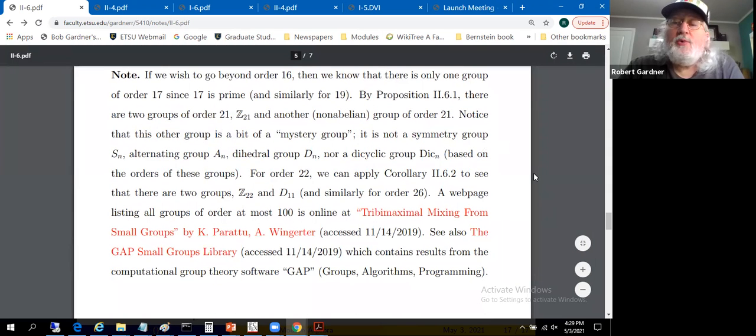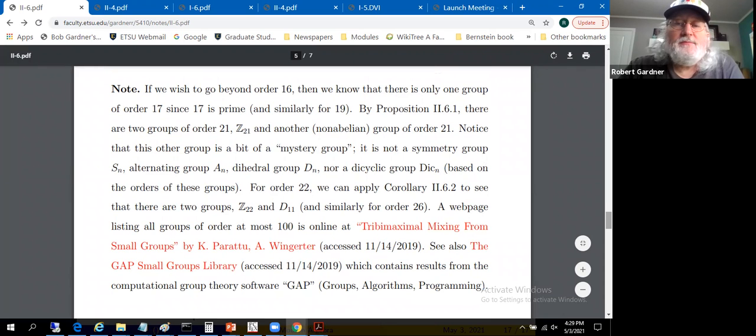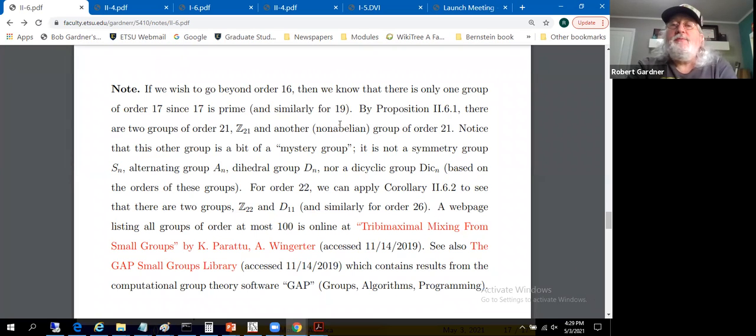If we want to go beyond order 16, then some of them are easy. Groups of order prime are easy. Want to go beyond 16? Hey, 17, piece of cake. It's prime, one group, Z sub 17. 19, piece of cake, one group, Z sub 19, because they're prime. 21, product of 2 primes, 3 and 7, tells us we get 2 groups, Z sub 21, and another group, a non-abelian group of order 21.